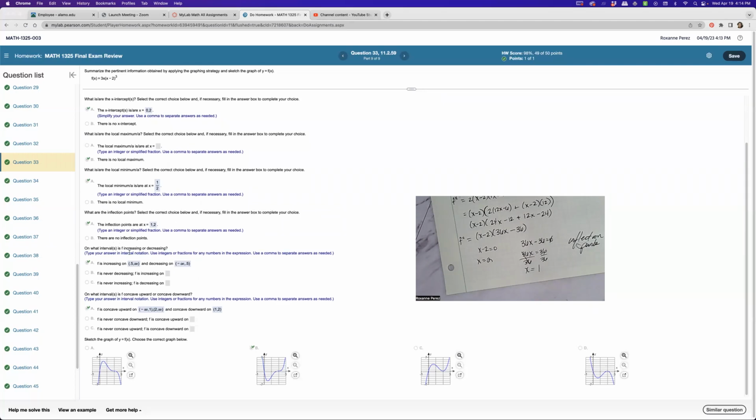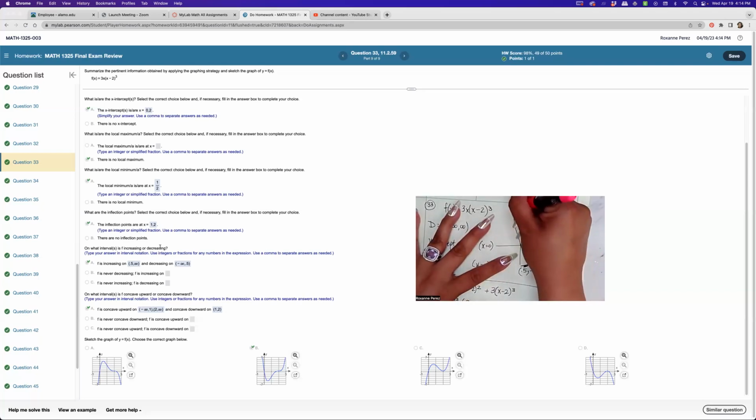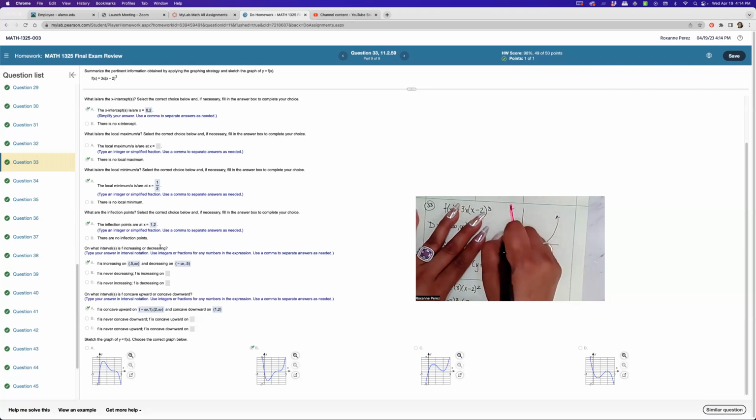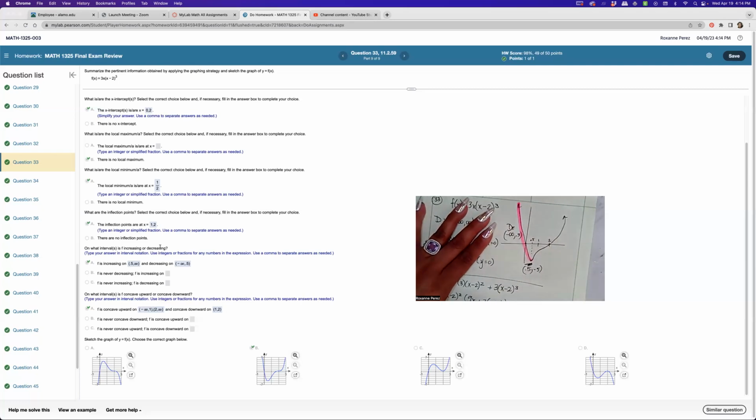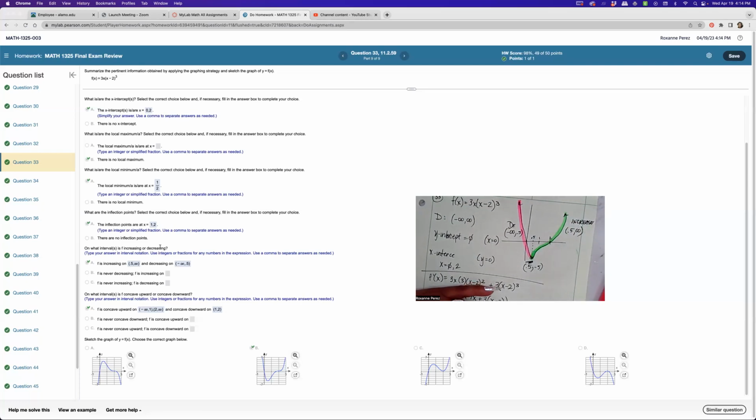On what interval is f increasing or decreasing? Okay, so again, going back to your graph, from negative infinity to 0.5, this is decreasing, right? Okay, then from 0.5 to infinity, this is increasing. All right.